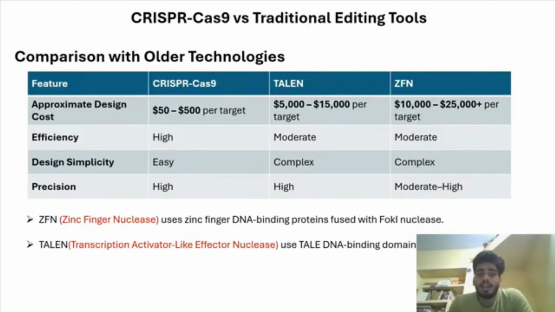Okay, so this is why it is better. Comparing its cost also, the approximate design cost is very low, 50 to 500 US dollars, compared to TALEN and ZFN, which are called traditional editing technologies and tools used for this. So this is why CRISPR is used over TALEN and ZFN.